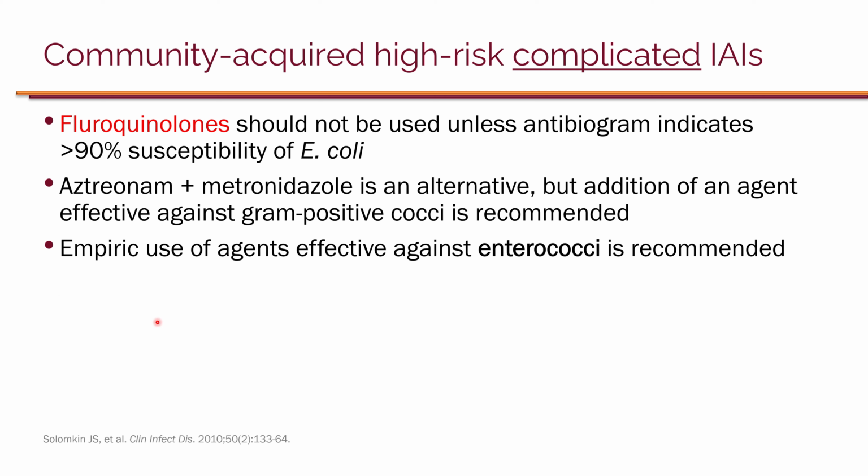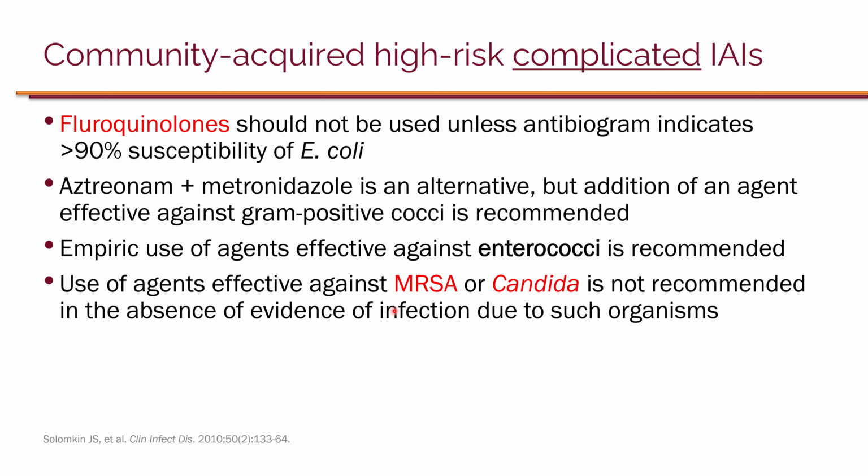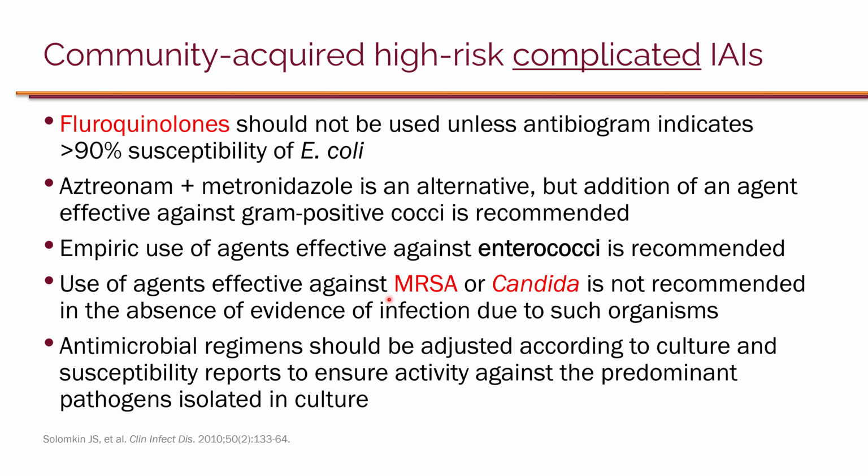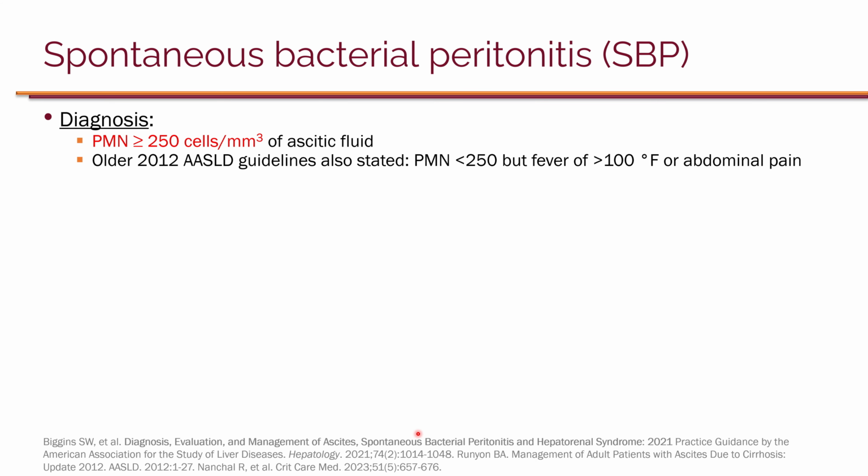Now, empiric use of agents effective against enterococci is recommended for community-acquired high-risk complicated intra-abdominal infections. Use of agents effective against MRSA or Candida is not recommended in the absence of evidence of infection due to such organisms. And lastly, antimicrobial regimens should be adjusted according to culture and susceptibility reports to ensure activity against the predominant pathogens isolated in culture.